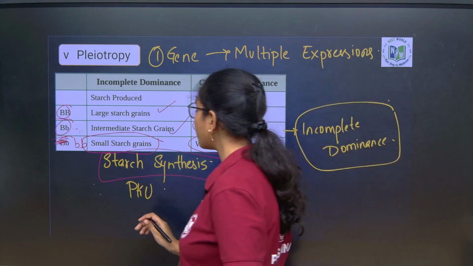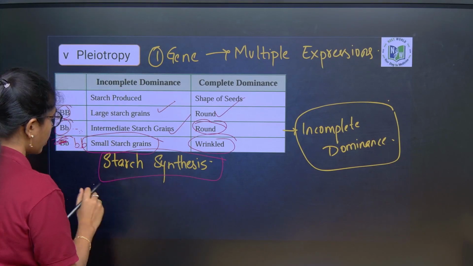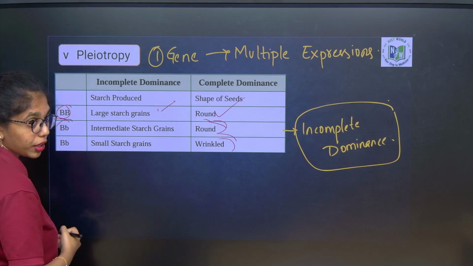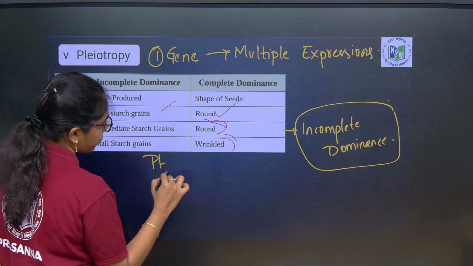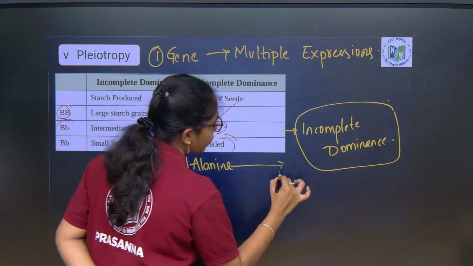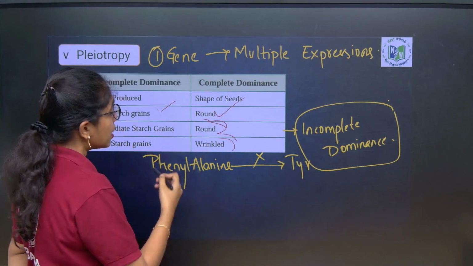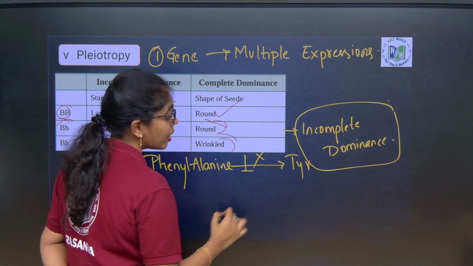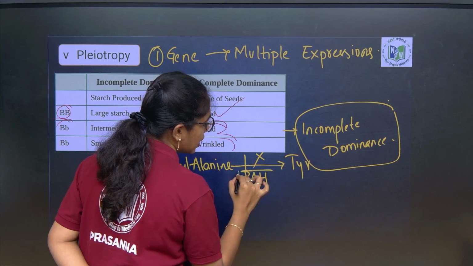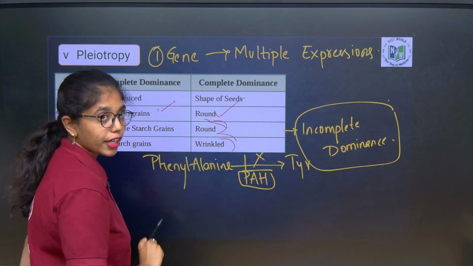How is phenylketonuria related? Phenylketonuria is an autosomal Mendelian recessive disorder. Phenylketonuria is caused when the aromatic amino acid, that is phenylalanine, is not converted to tyrosine, then phenylketonuria disease is seen. This is not converted because of the mutation in one enzyme, that is phenylalanine hydroxylase. This is not expressing, that is why phenylketonuria is seen.